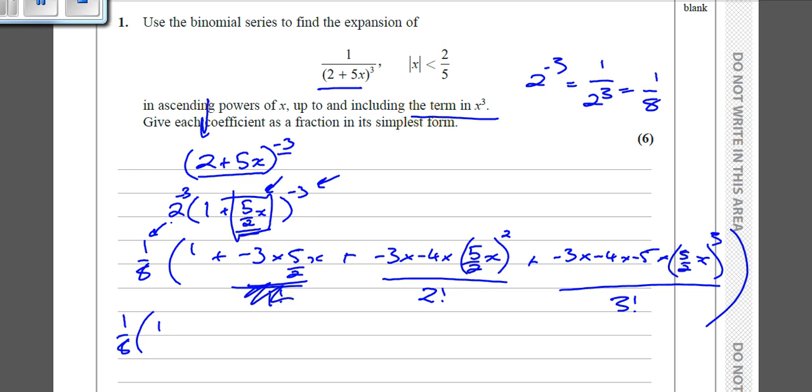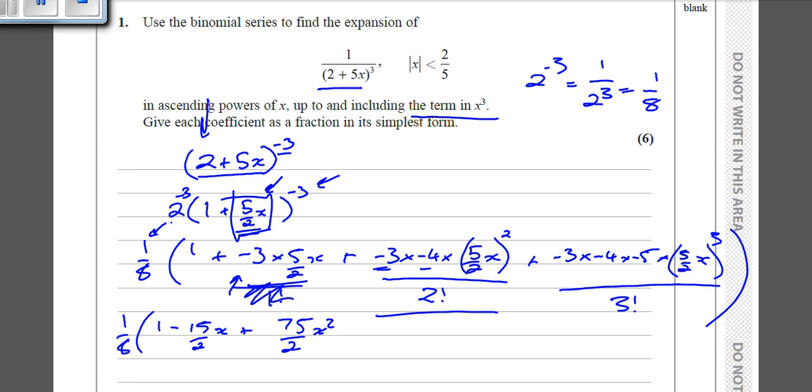So it's going to be 1/8 times by 1. The next thing is going to be negative. So if we simplify minus 3 times 5 over 2, or if we just do 3 times 5 over 2, because we know it's going to be negative, that's going to be 15 over 2x. Then we've got to simplify this thing here. That's completely up to you how you do this. I'd be tempted in my calculator to do, well, you know it's going to be plus because it's a minus times a minus. I just do minus 3 times minus 4 times, and then in brackets, 5 over 2 squared divided by 2 factorial, which gives us 75 over 2x squared.